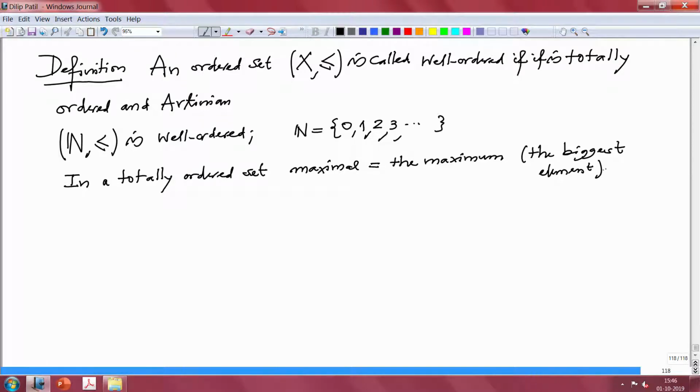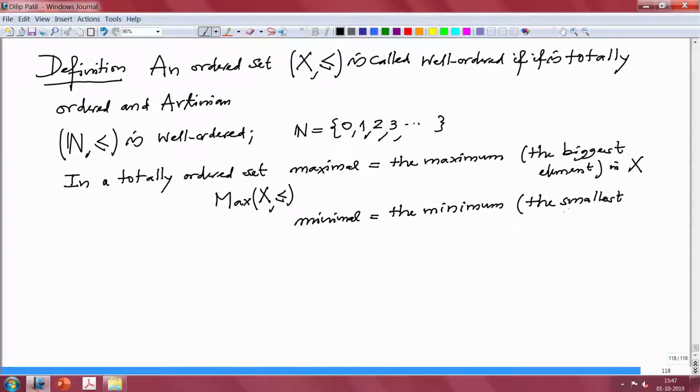In X, usually the notation for this is max X, and if you want to stress the order, max (X, ≤). Similarly, minimal: there is only one minimal element, and that is the minimum, or it is also called the smallest element in X, and that is usually denoted by min (X, ≤).